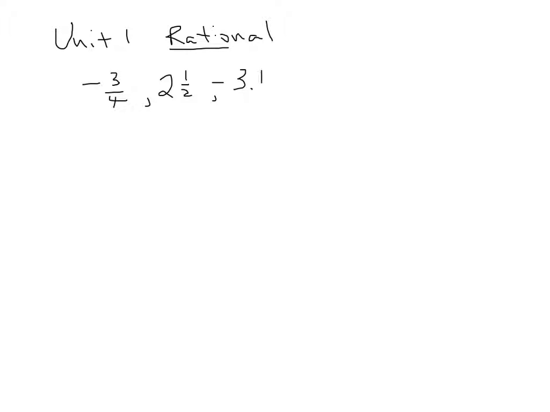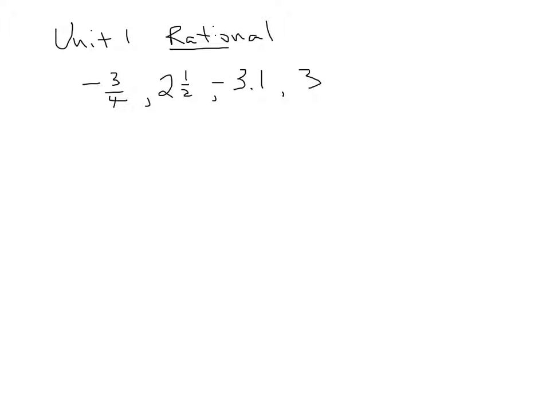So this is going to be Unit 1. And Unit 1 is called Rational Numbers. And the reason it's called rational numbers is because of the word ratio. And ratio basically means fractions, mixed numbers, decimals, and obviously integers as well, regular counting numbers.